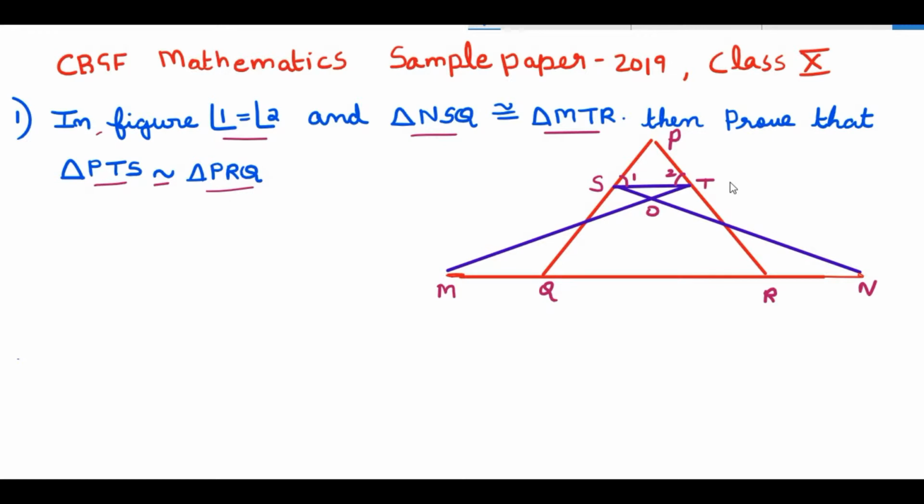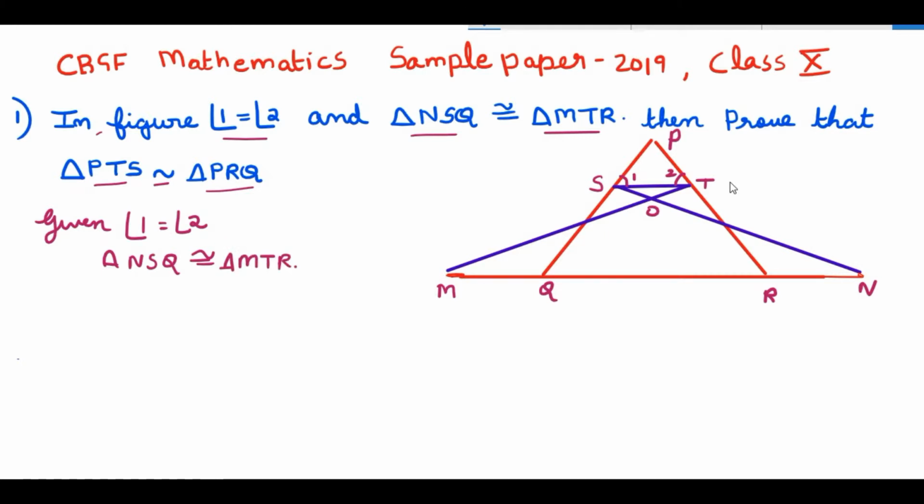Congruent means all the sides and all the angles will be equal. Corresponding sides of triangle NSQ will be equal to corresponding sides and angles of triangle MTR. Both sides and angles, corresponding sides and angles will be equal. But for similar, the corresponding angles will be equal, but the corresponding sides will be proportional. So the given data they have given as angle 1 equal to angle 2. Also they have given triangle NSQ is congruent to triangle MTR.